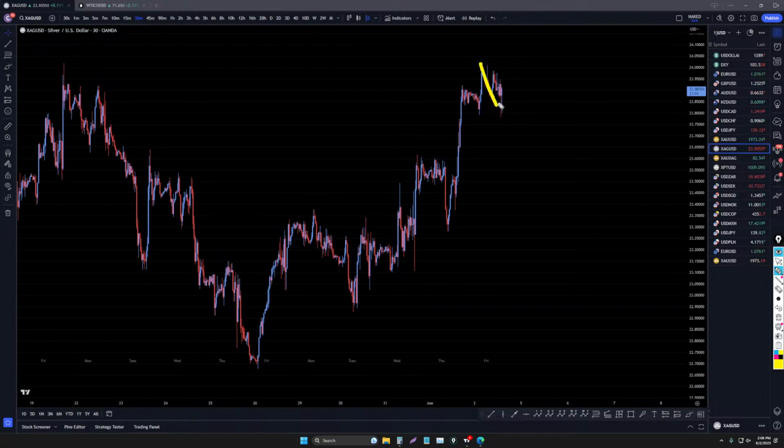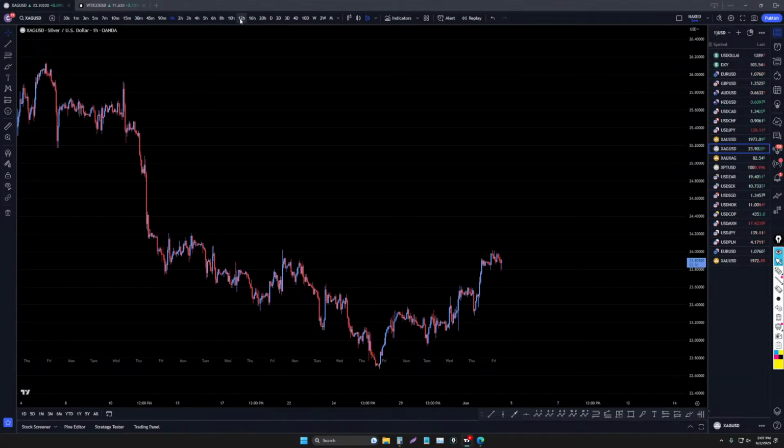I think all the dollar pairs are going to end up going up at least one more time. Maybe not a big move, but it could be. Especially if this is the end of a wave C, then it's going to be very impulsive.